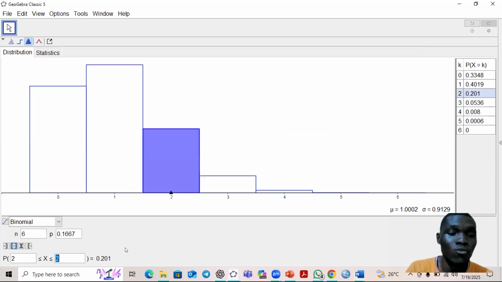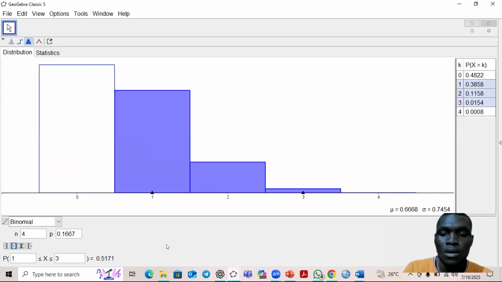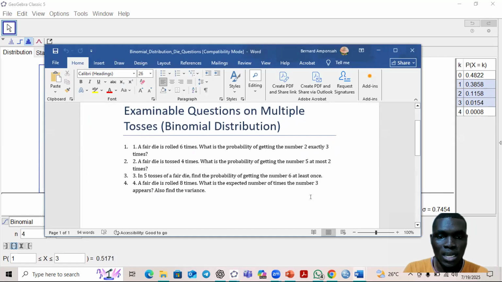Then let's go to the next question, which is: a fair die is tossed 4 times. In this case, our n will be 4. And we still maintain the probability of 1/6, that is each number having a possibility of 1/6 of happening. A fair die is tossed 4 times. What's the probability of getting the number 5 at most 2 times?